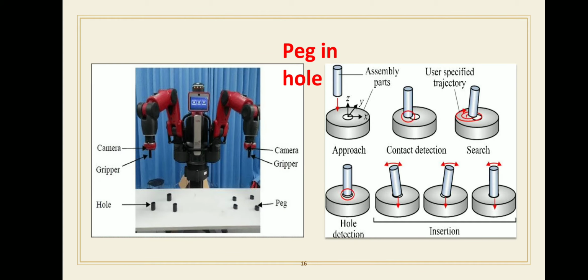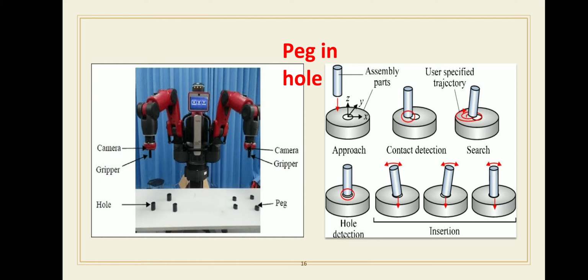So first is part mating. Assembly operations can be divided into two types: part mating and part joining. In part mating, two or more parts are brought together into contact with each other. In part joining, two or more parts are mated and then additional steps are taken to ensure they stay joined.